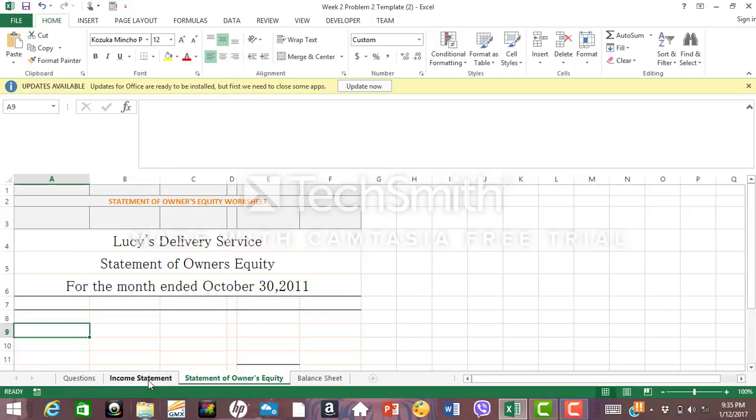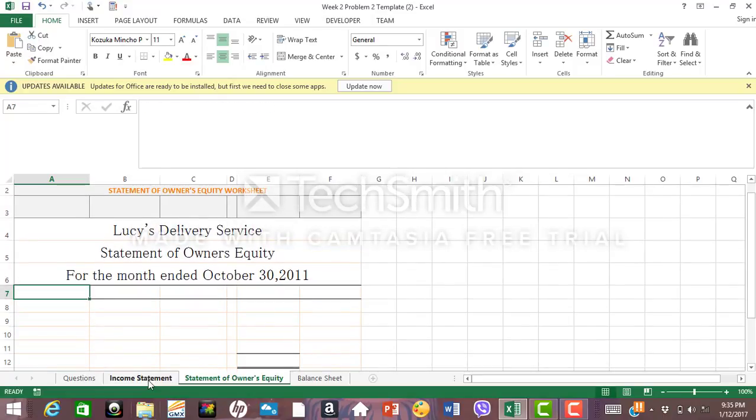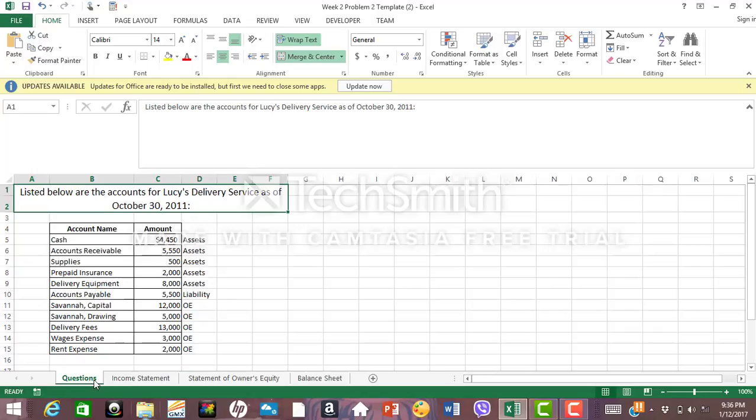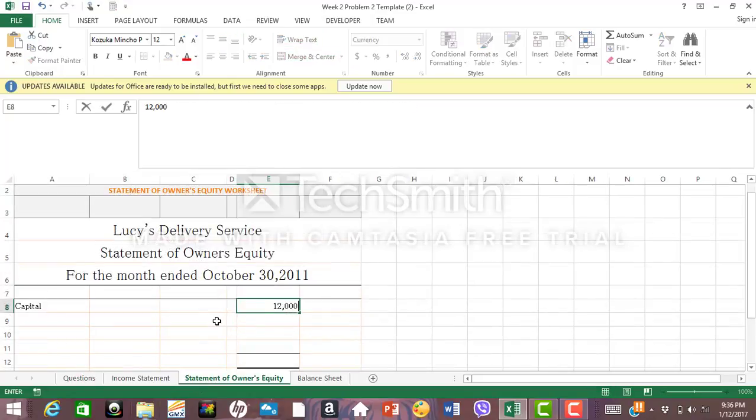So then what we'll do is start with the initial capital that we have. There are different ways you can do this, and as long as you have the right answer, there's no right or wrong approach. So the initial capital that it started with is $12,000. Now we look if there was any investment during October, and obviously the only capital that we have is $12,000. So total investment would be $12,000.